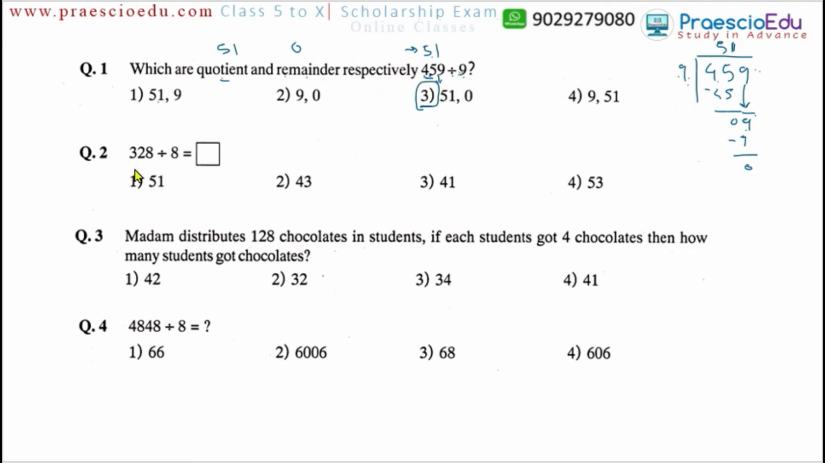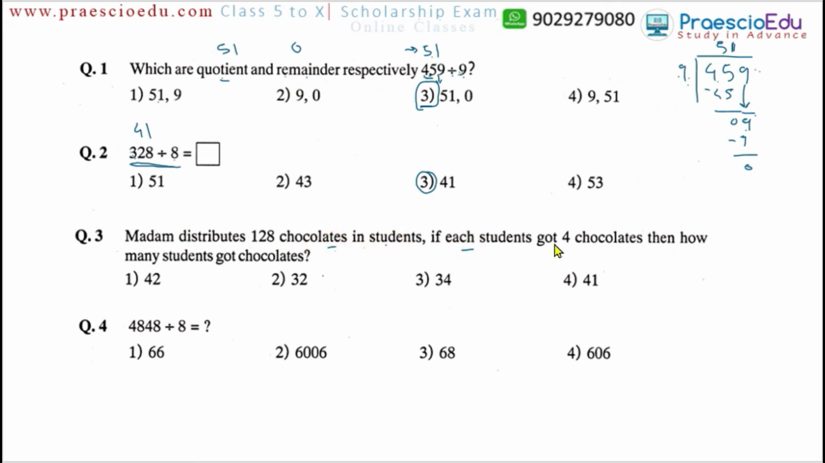Now question number 2: 328 divided by 8. In the same horizontal manner we take the division. 8 fours are 32. Then 8 is there, so 8 ones are 8, so the answer is 41, and option number 3 has 41, so option number 3 is correct. Now question number 3: madam distributes 128 chocolates among students.